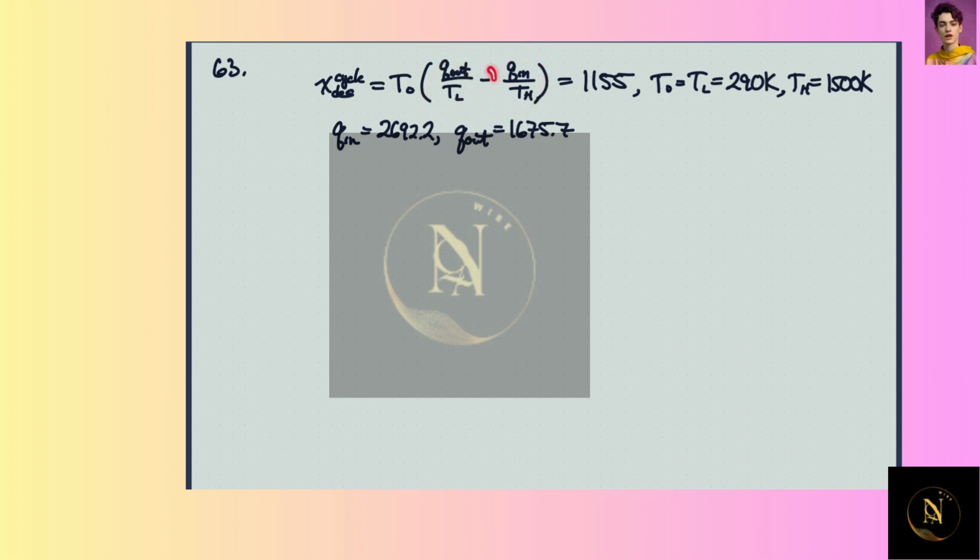And again, we have a minus sign here because we're basically taking these to be both positive. So we just plug everything in, and we wind up with an exergy destruction for the entire cycle of 1,155 kilojoules per kilogram.